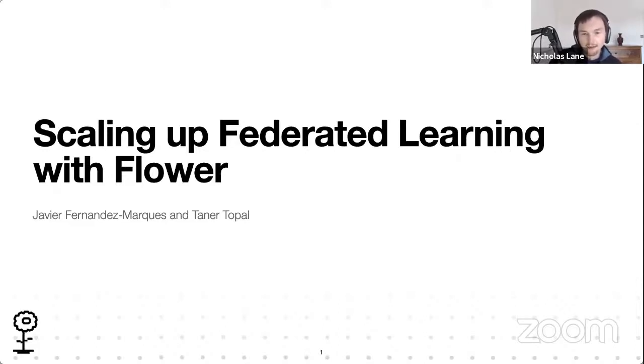Javier is a PhD student, nearly at the end of his studies. He studies at the University of Oxford, and he has been working for the past number of years on areas of efficient ML on constrained devices.